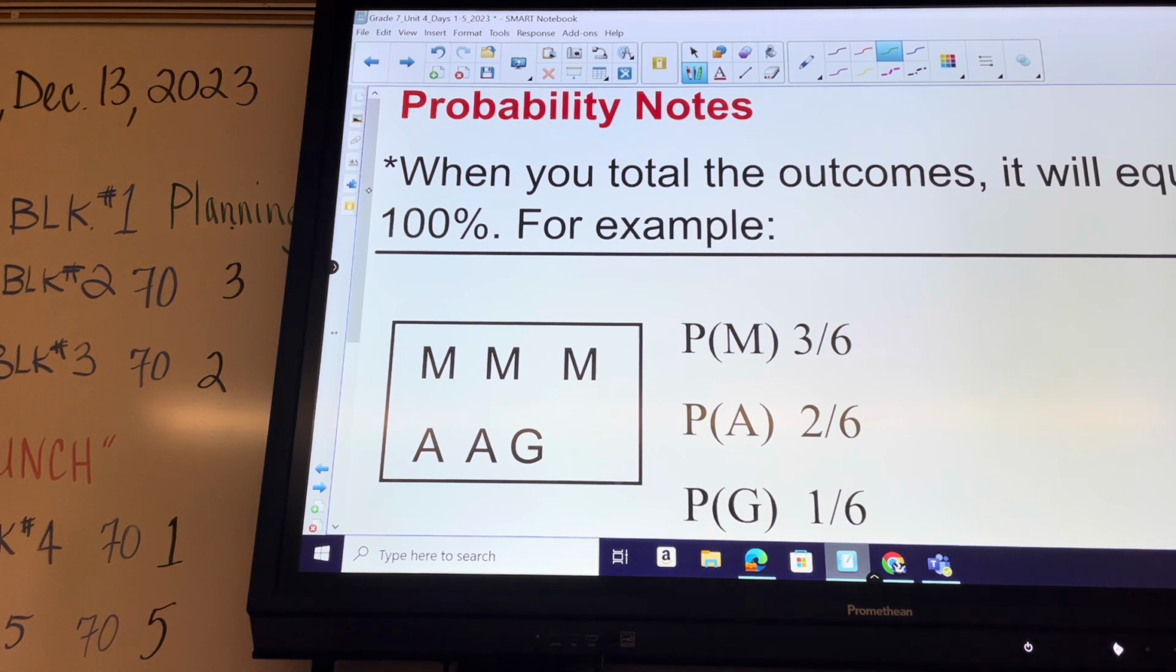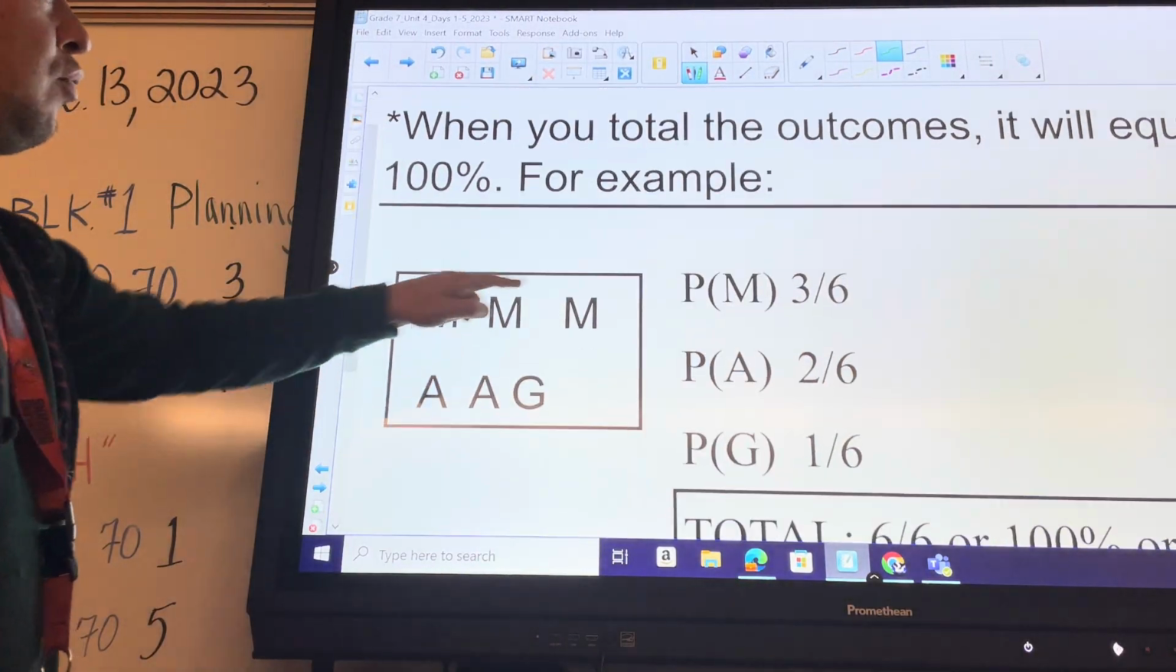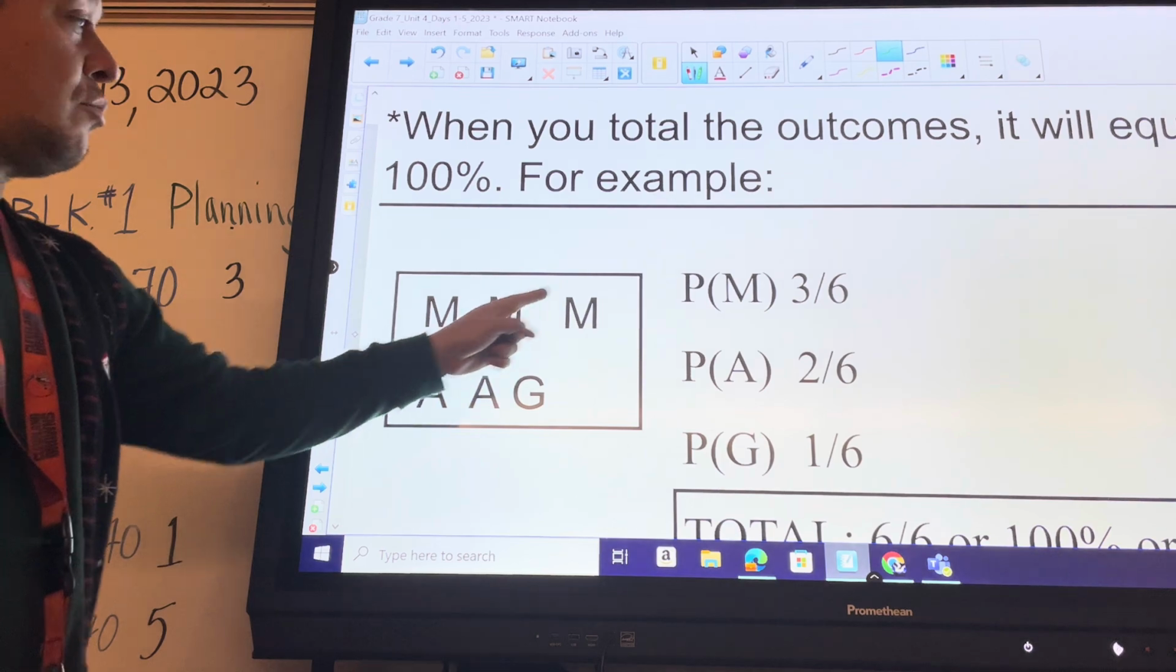For all probabilities, when you total the outcome, it has to equal 100%. If there's a 30% chance of rain, there's a 70% chance it's not going to rain. If you have a 10% chance of winning a game, there's a 90% chance you lose the game. So if we're finding the probability of pulling one of these letters out, the probability of an M is 3 out of 6.